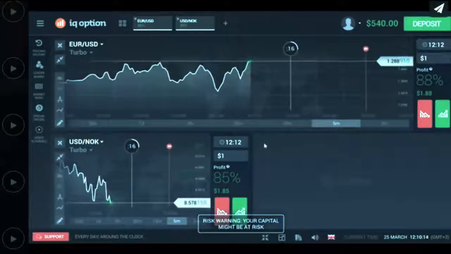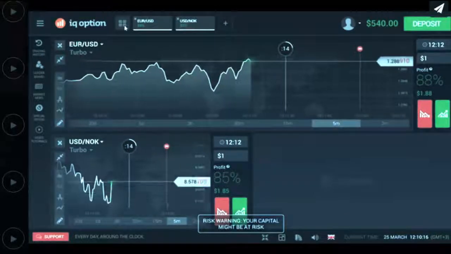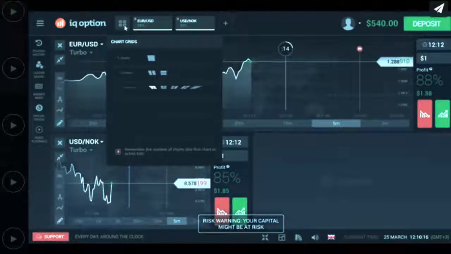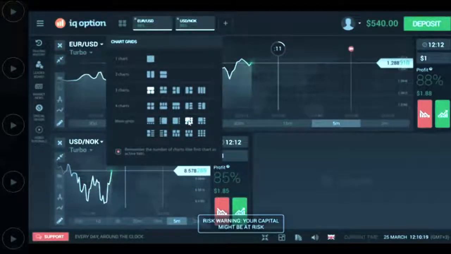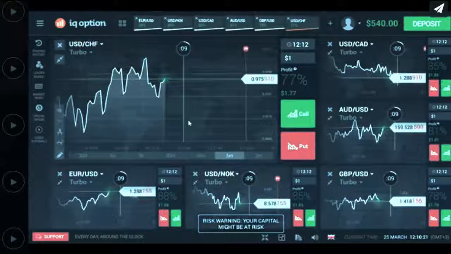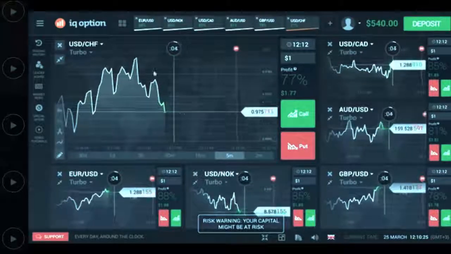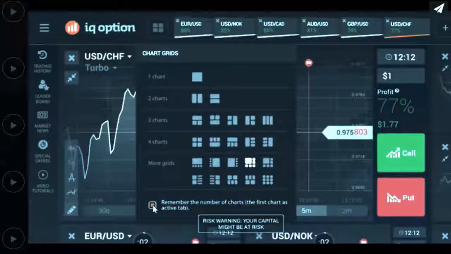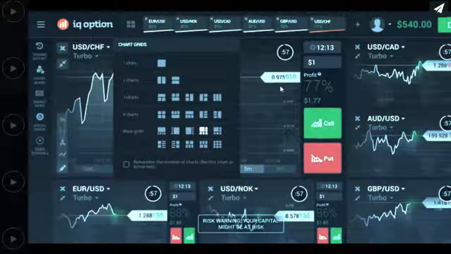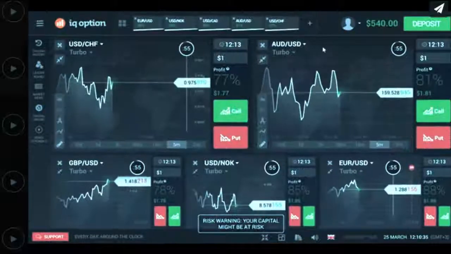If you choose a layout with more windows than you've opened, the remaining spaces will be filled automatically with the most profitable assets. In the Layout menu, there is a check mark that records the number of open windows. Remove this check mark, and the layout will automatically update according to the number of open tabs.